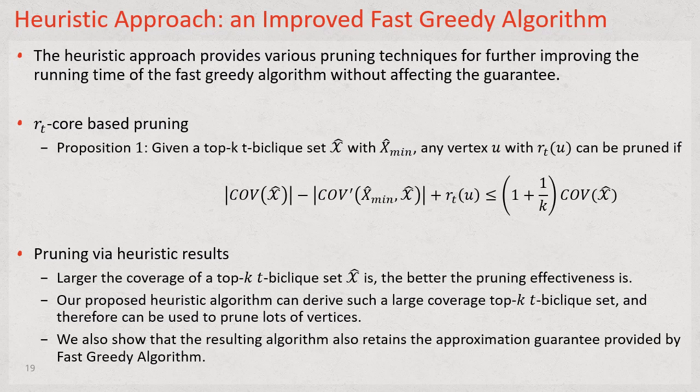Therefore, the result obtained from the proposed heuristic approach serves as the lower bound result for the fast greedy approach. Moreover, we also integrate the RT-core based pruning to remove the vertices, which makes the coverage of any t-Bicliques containing it very small without affecting the time complexity and the approximation ratio. We further explain pruning with the help of an example.